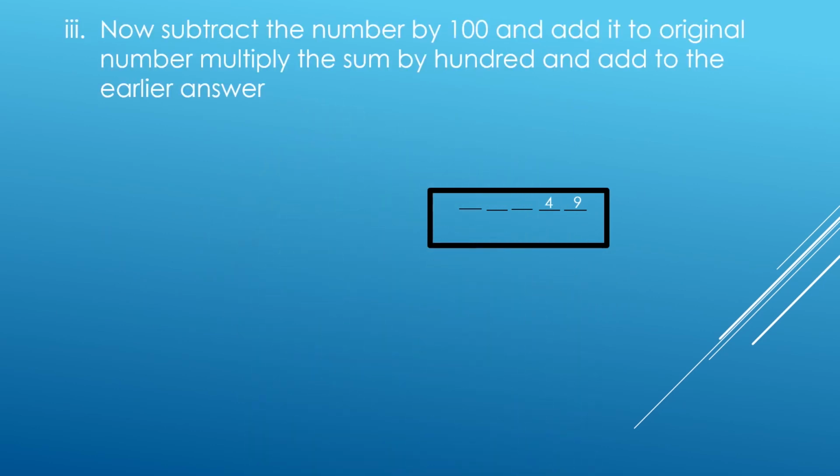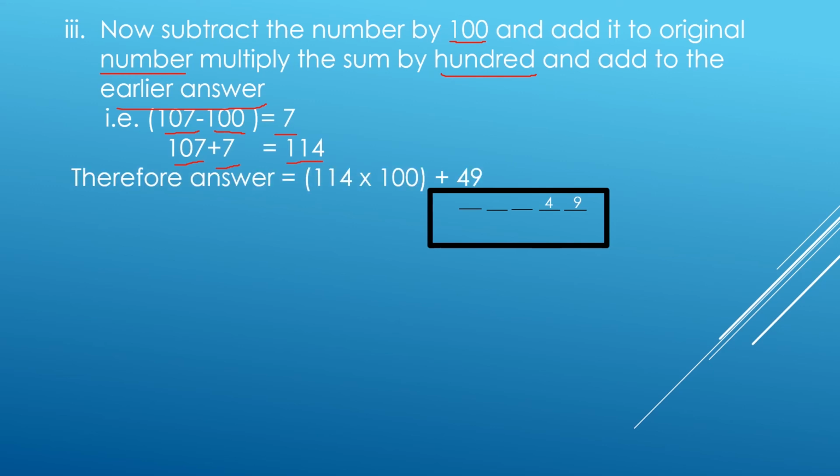Now we subtract 100 from the number and add it to the original number. Then multiply the sum by 100 and add it to the earlier answer. So first we subtract 100 from 107 to get 7 as the answer. The 7 we add to our question 107 to get 114 as the answer. Now 114 is multiplied by 100 to get 11400 as the answer, which we add to the earlier answer 49 to get 11449 as 107 squared.